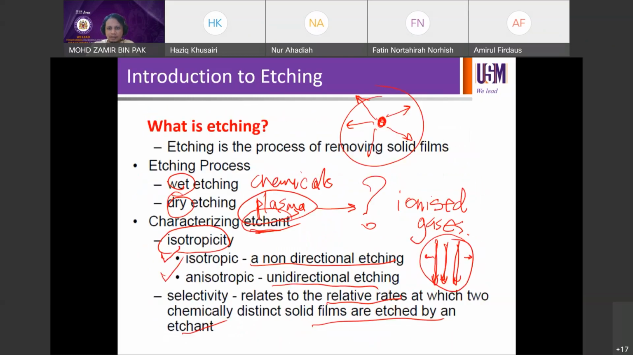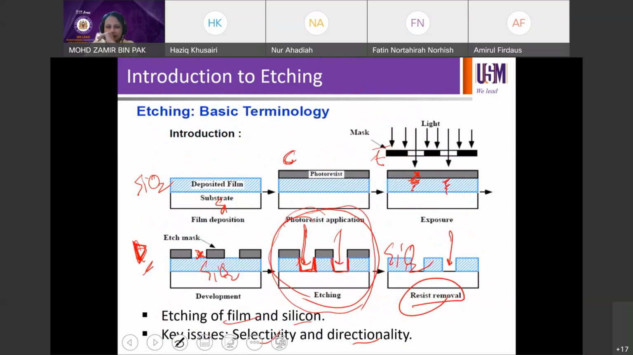Go back to this. What do you get here? What do you expect to get? Teka dulu sebelum kita belajar detail ya. Anyone? Any idea? Oxide tu dia tak bentuk petak macam tu lah. Dia mesti negatif punya. Oxide tu dia mesti masuk ke dalam, dia tak petak macam ni. Oxide akan masuk dalam, right? So oxide tu dia akan masuk dalam macam ni.